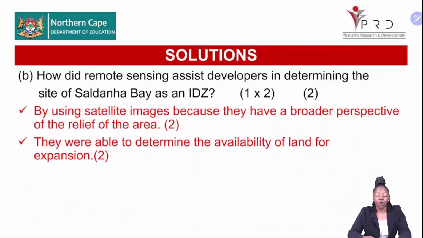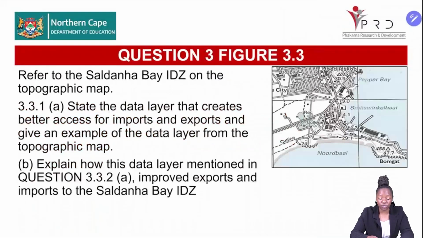Then they were also able to determine the availability of land. That's another very important point, because you can say we want to build, but is there land that is available? So with the assistance of the satellite image, which is more accurate than a human being, they were able to determine the availability of land for the expansion.